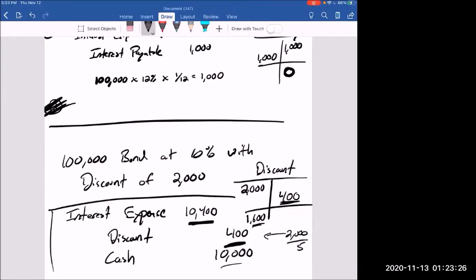Now, I mean, the discount. When I amortize a premium, it's actually going to lower my interest expense down. So just keep that in mind. We'll look at that in a bit.